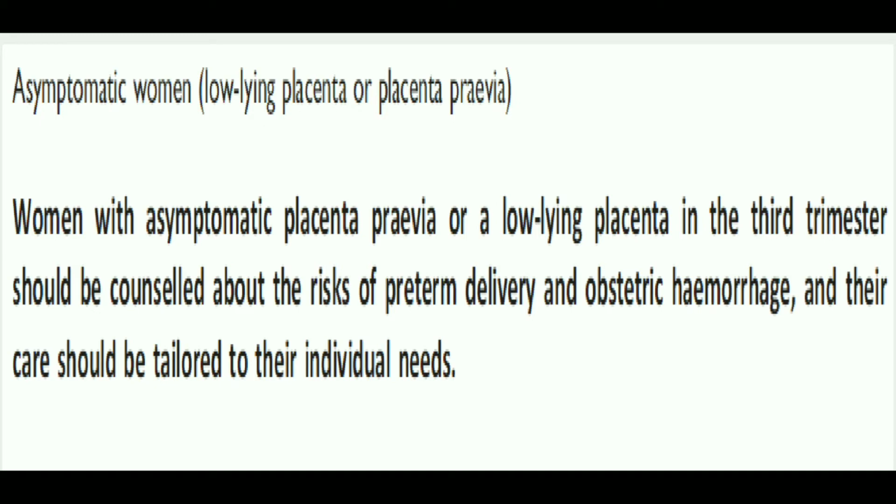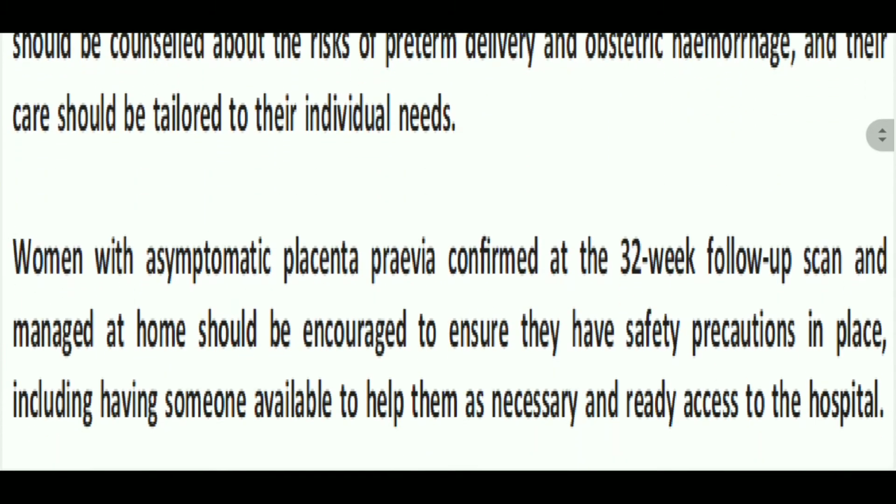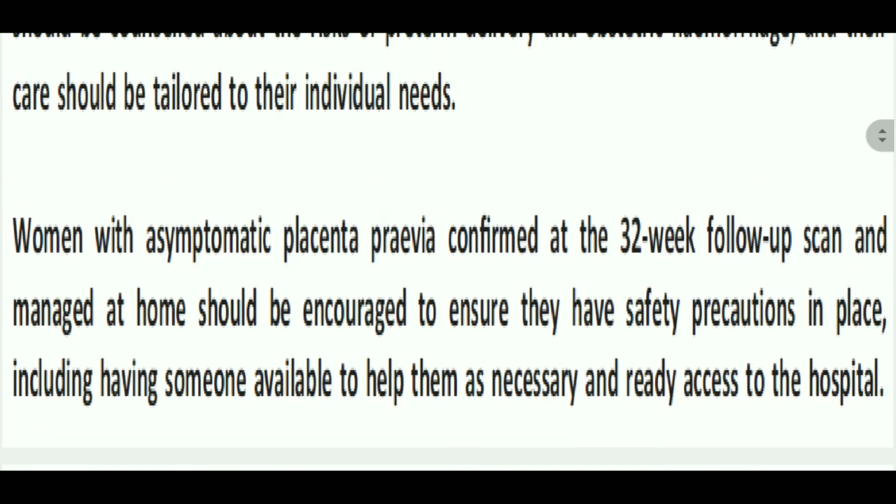Risk of preterm delivery and obstetric hemorrhage. Okay, these two things are very important. And the care should be tailored to the individual needs. Along with that, women with asymptomatic placenta previa confirmed at the 32 weeks follow-up scan and managed at home should be encouraged to ensure that they have safety precautions in place, including having someone available to help them as necessary and ready access to the hospital.